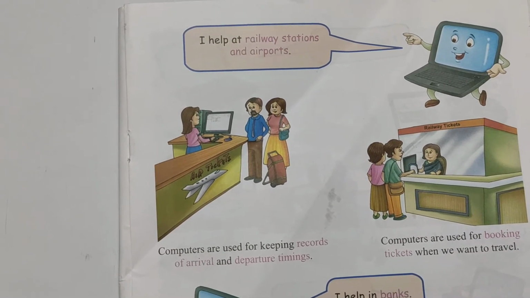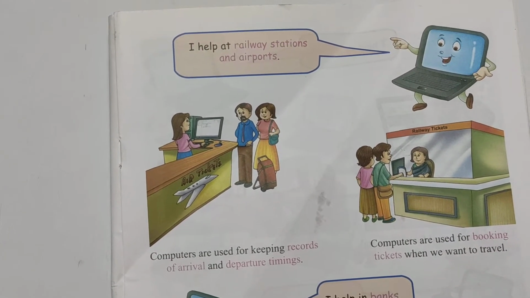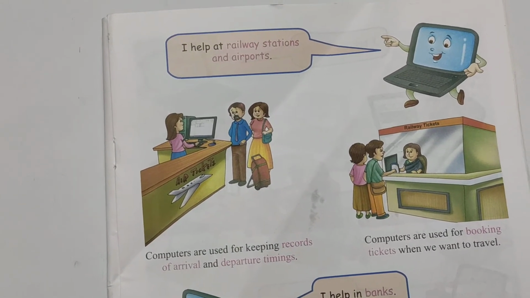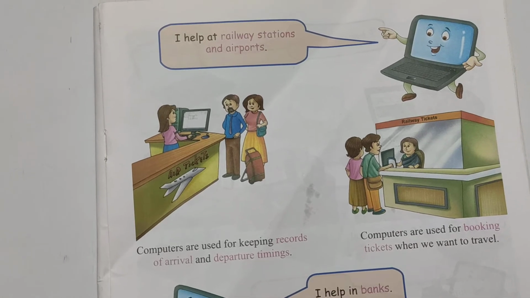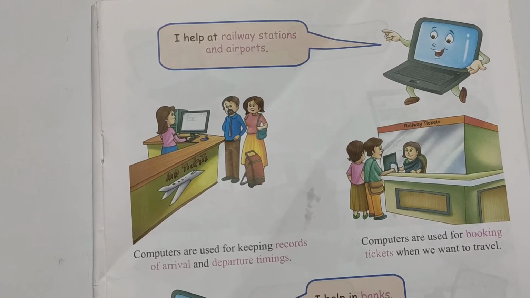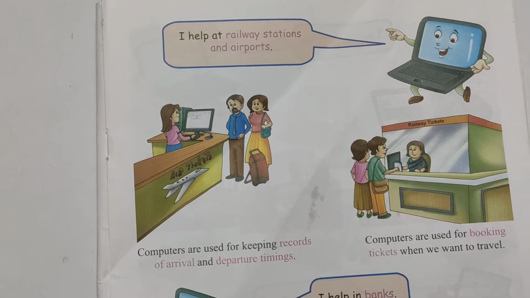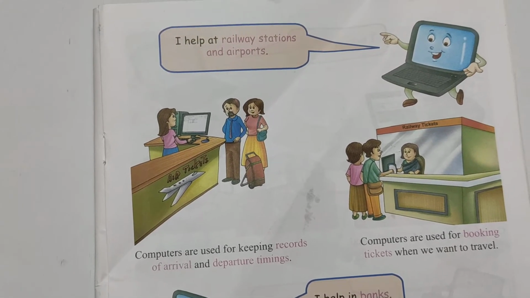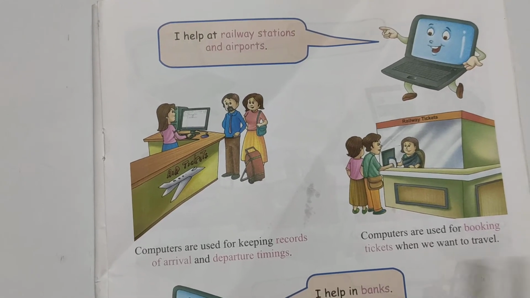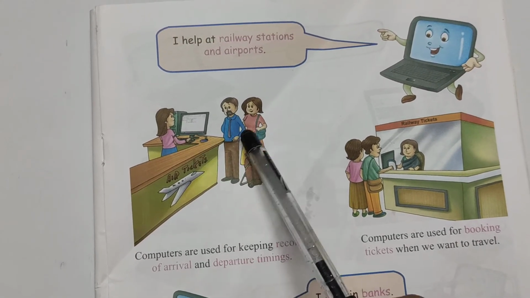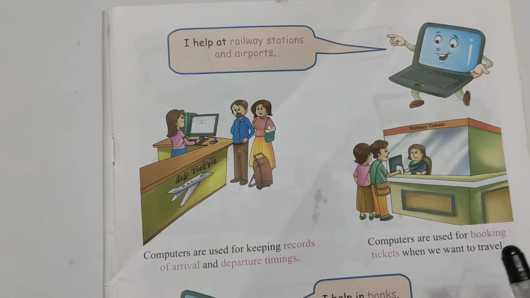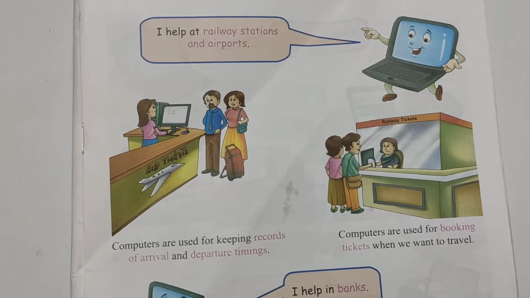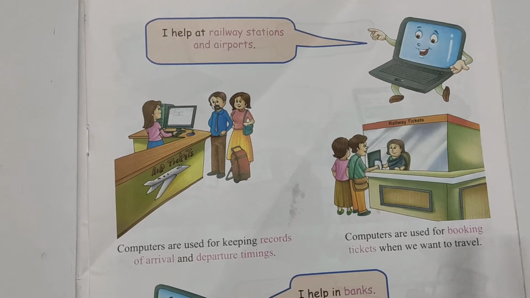See, so whenever you go to some airport, right, or some railway station, if you want to travel from one place to another place, you need to book a ticket, right? You have to go to the railway station or airport and book the ticket, right? So all these things are stored in a computer, right? And we keep the records of arrival and departure timings of the people, all right, on the computer.